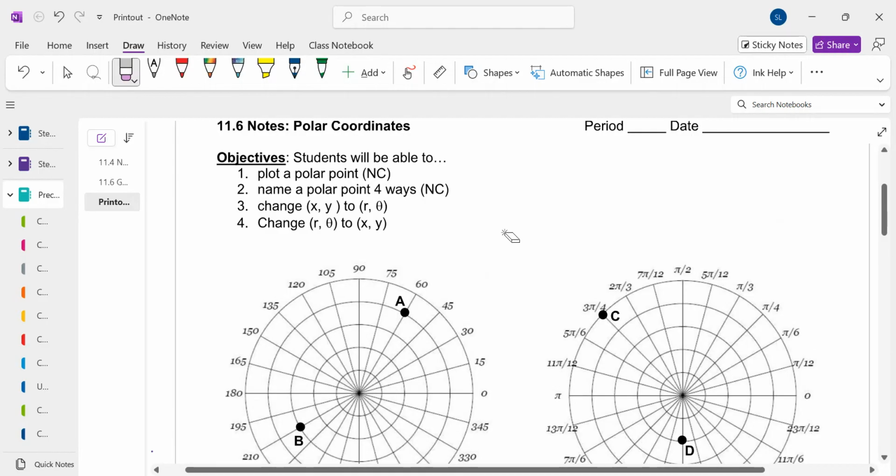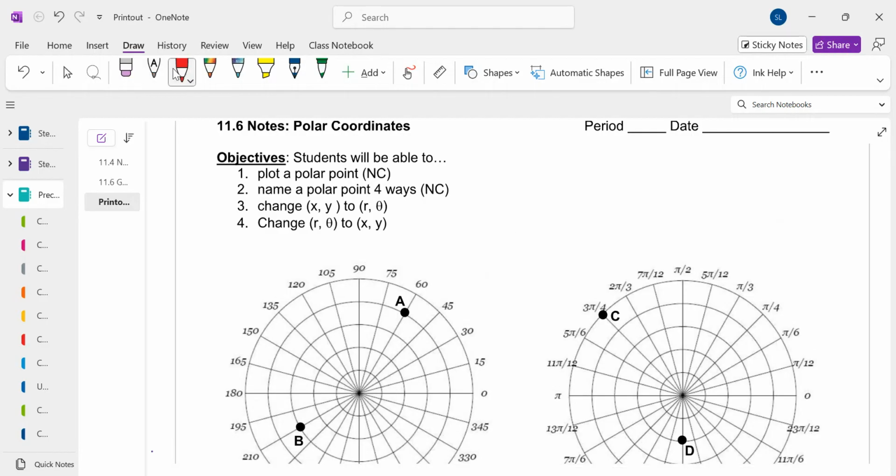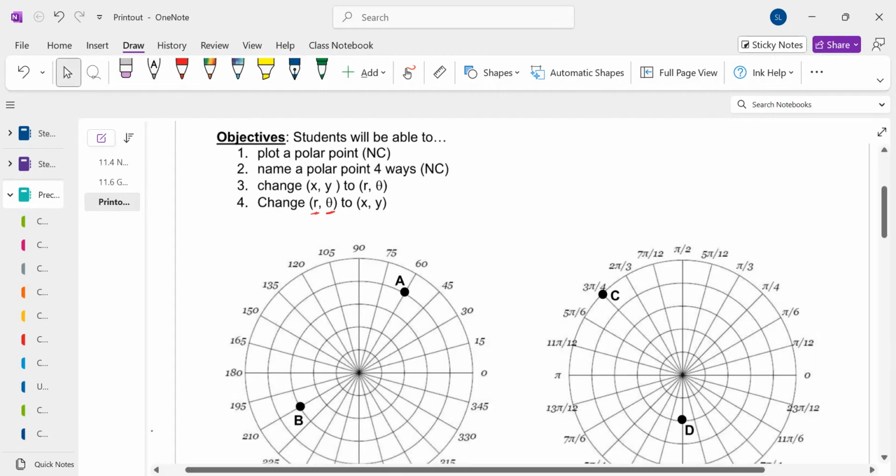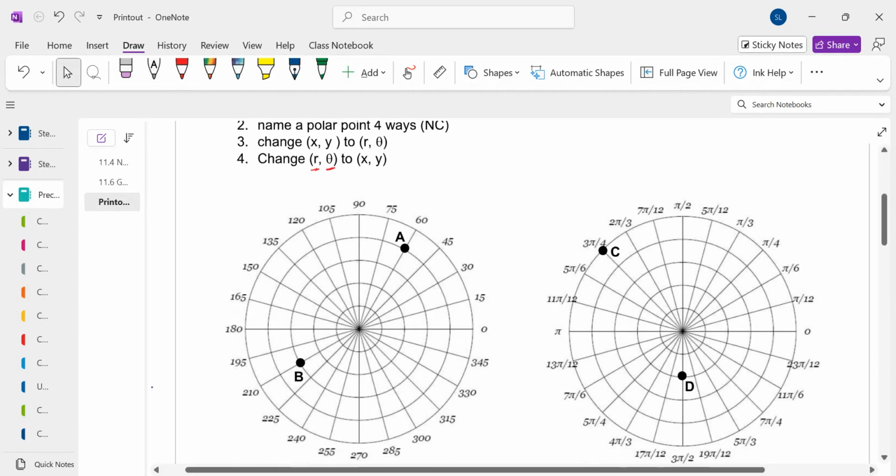The first thing we're going to look at is naming points rather than using an XY coordinate. We're going to use polar coordinates, where we use r and theta. r represents, you could think of it as, the radius. It's the distance that you are from the pole. And each one of these rings represents 1 unit away.